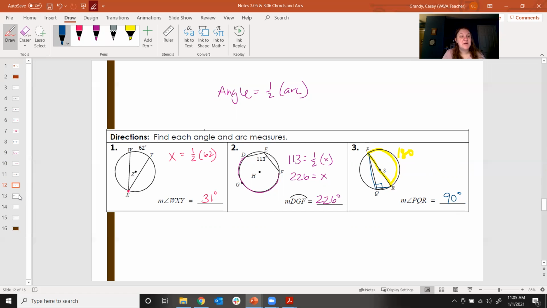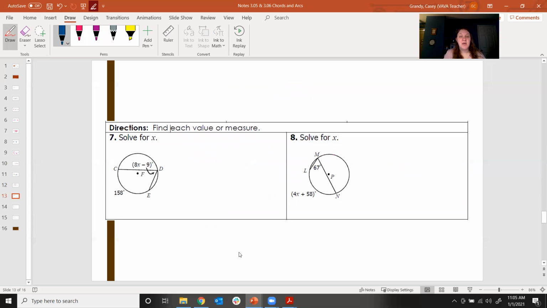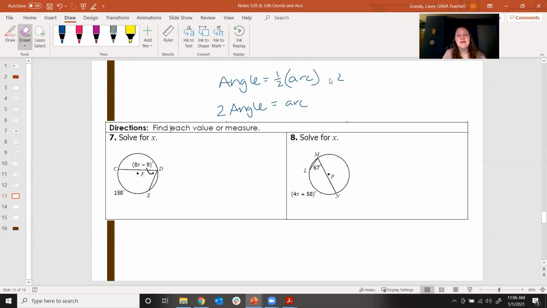And we can do that with some algebra expressions too. As long as we remember that the angle is half the arc, that'll help us solve every inscribed angle every time. Now, some students don't like dealing with this 1/2, and it's okay if you don't. What you could do is multiply both sides by 2. And if you do that, you get 2 angles equals 1 arc. If you like that way better, you're welcome to use it. It's the same thing. You're going to see me using the 1/2s.